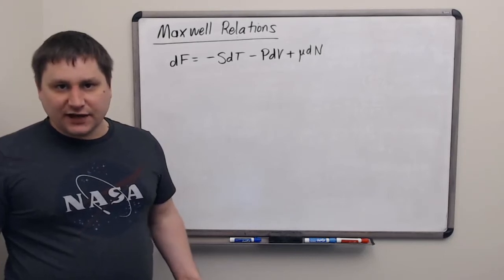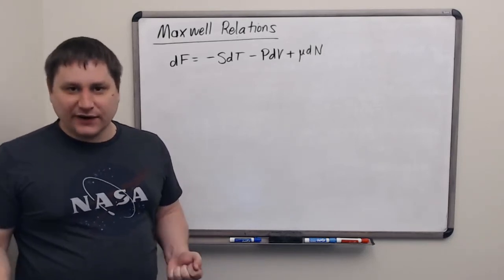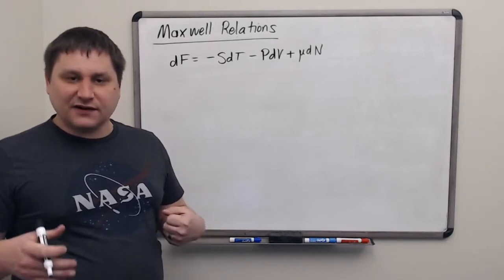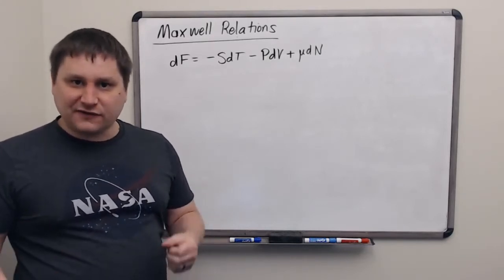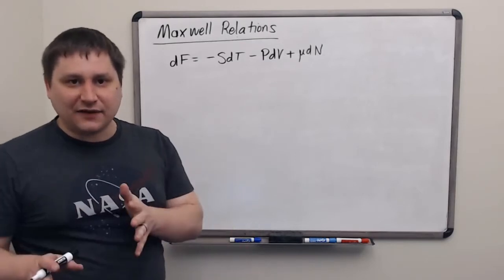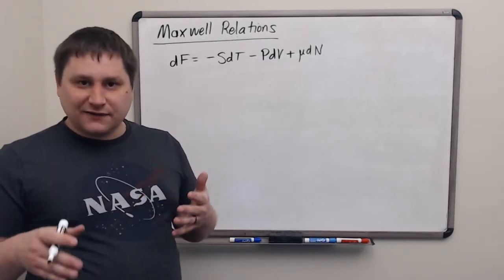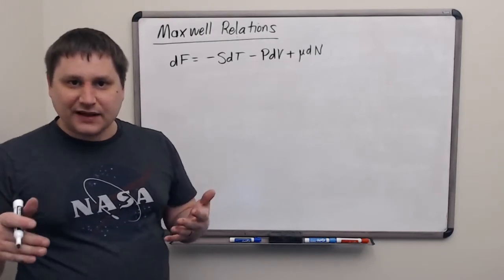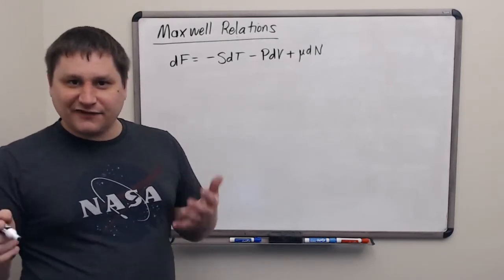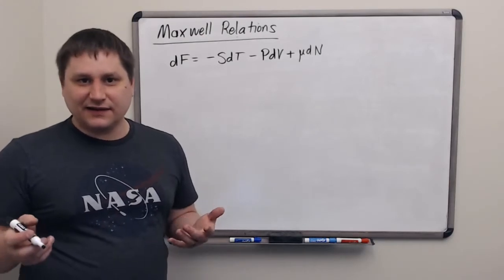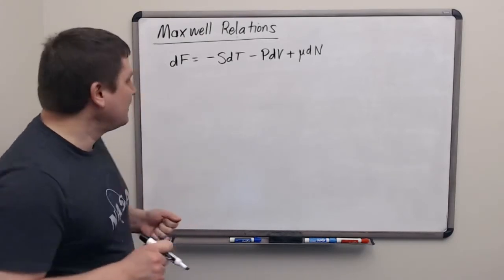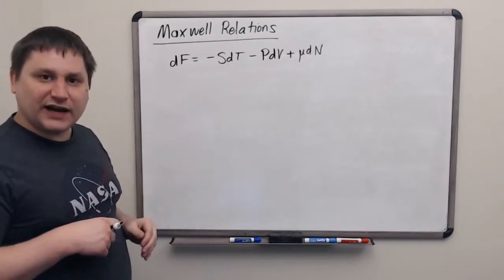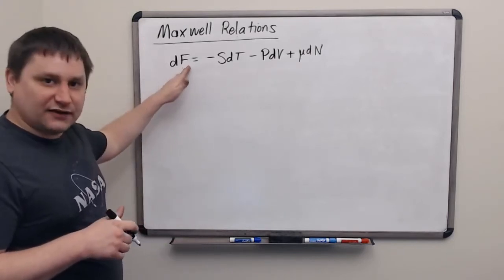In the previous video on response functions, we noticed that some of our response functions might involve taking the derivative of a potential with respect to one state variable and then the other. Since the derivatives of potentials are state variables themselves, this means that some derivatives appear to be connected to others in an unexpected way. Up here I've got the differential form, the fundamental thermodynamic identity for the Helmholtz free energy.